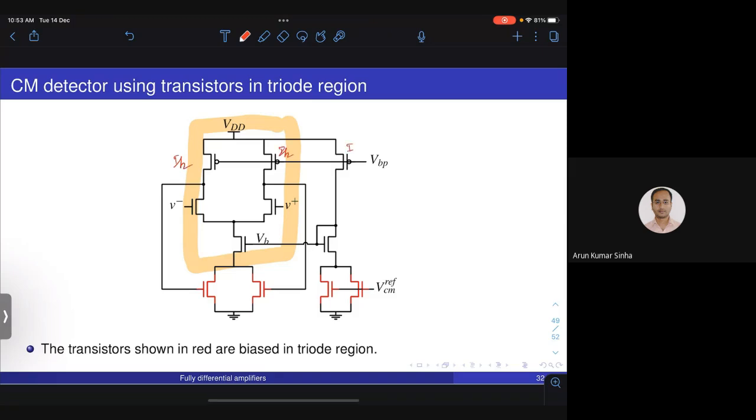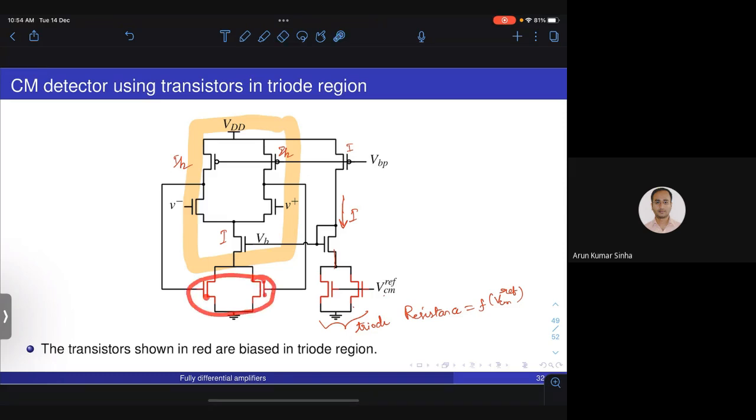And if I size this so that to get a current I, this branch will flow current I, that is mirrored to this to flow current of I. Now what you do is you degenerate this diode connected current source with a transistor biased in triode region, which is driven by VCM ref. So these two are in triode. So there will basically be a resistance which is a function of VCM ref, right?